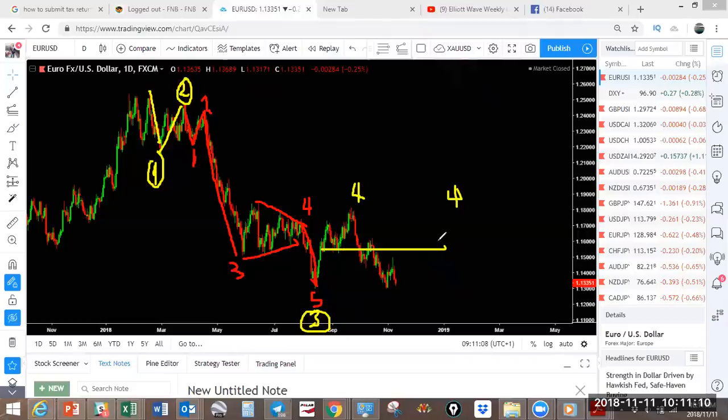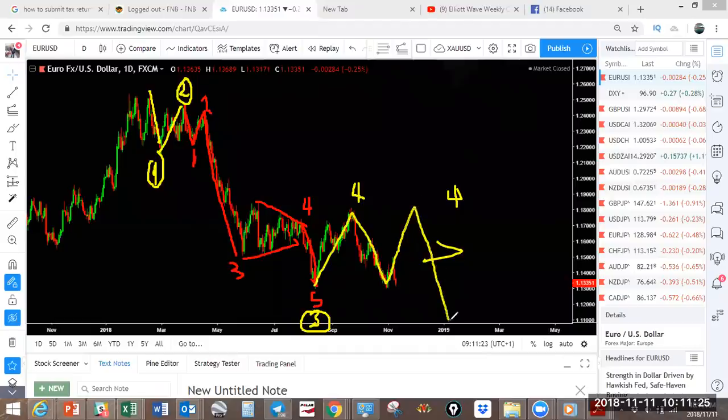That means that this corrective structure in wave 4 will go a little bit more sideways. How will it go sideways? And this is what we're expecting. We're expecting that this is going to be a 1, 2, 3, 1 bounce up, and then we get a move to the downside. Okay, so that was going to be a wave 4 in this area.